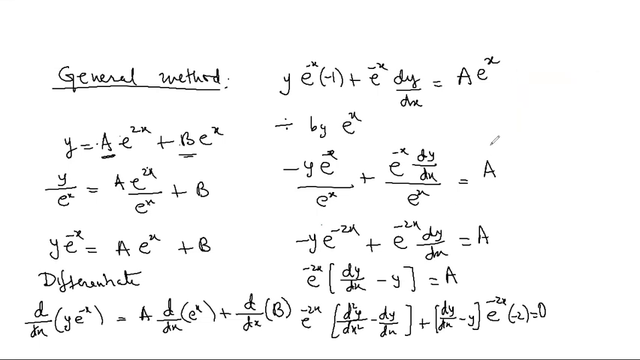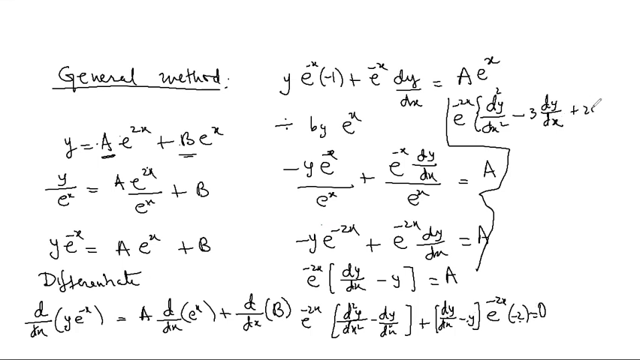In this answer, e raised to minus 2x is common. So if I take e raised to minus 2x common, what is my answer here? The second derivative d2y by dx2 minus dy by dx minus 2 dy by dx, that is minus 3 dy by dx, and y will be plus 2y, equal to 0. Now this e raised to minus 2x goes to the denominator of 0 and vanishes, and this becomes your answer. So this is how you can make the term independent of x.